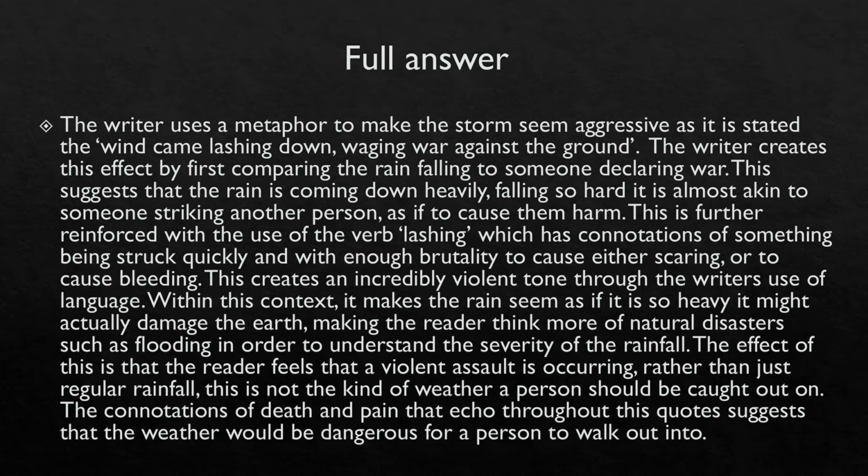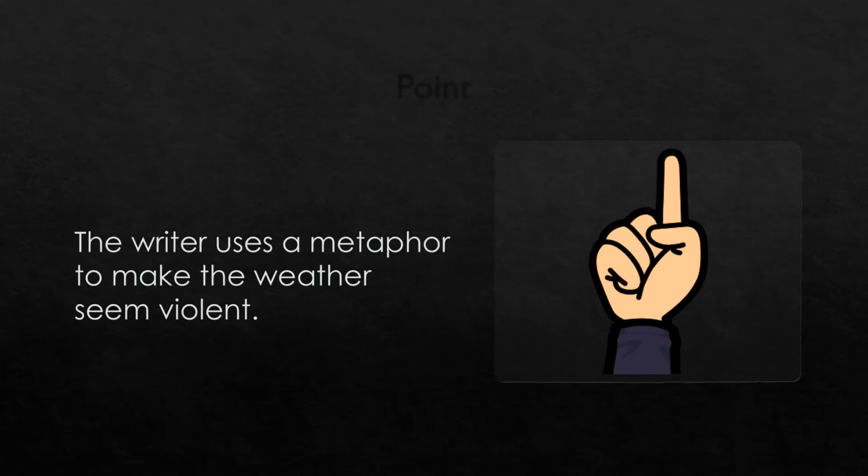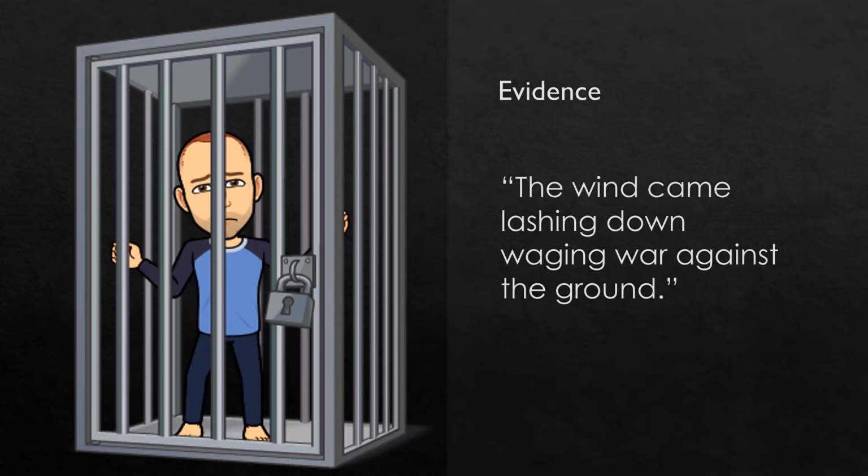So I'm just trying to talk about the effect, and I'm trying to talk about all the different features that would play into the effect that this quote is having, and they're all deliberate by the writer. So first of all, we have our point, okay? And as I said, the writer uses a metaphor to make the weather seem violent. Okay, and then we have our evidence. The wind came lashing down, waging war against the ground.